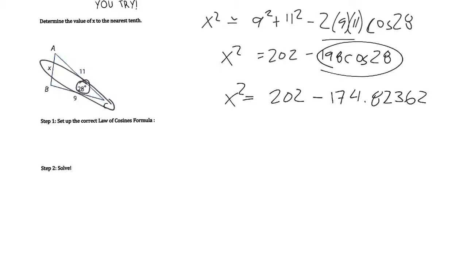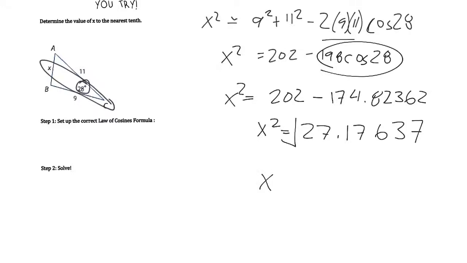So I just got to subtract 202 minus this number. 202 minus 174 point whatever. So in my calculator, I just type that in. I get 27.17637. And that's x squared.